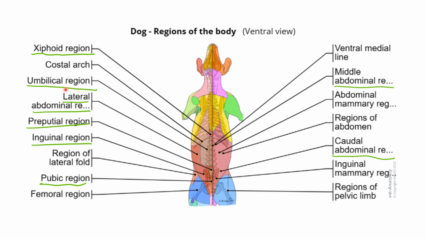Then we have the umbilical region right here, then the preputial region right here, only again meant for male dogs. Then we have the pubic region, which is both for females and male dogs. Then we have the middle abdominal region right here, just the middle of the belly, nothing too complicated. And then the caudal abdominal region, which is the hind portion of the abdomen.